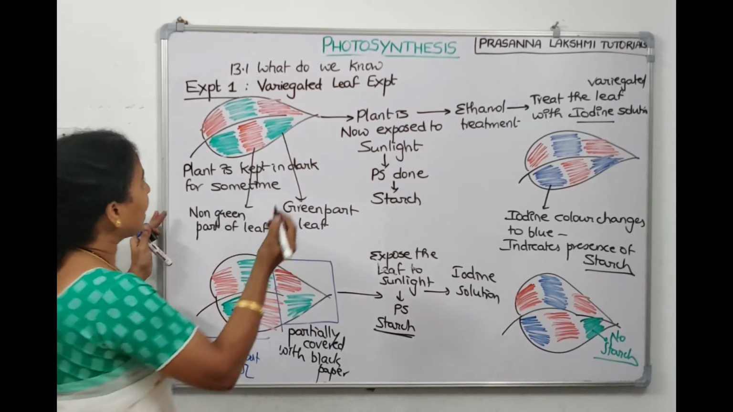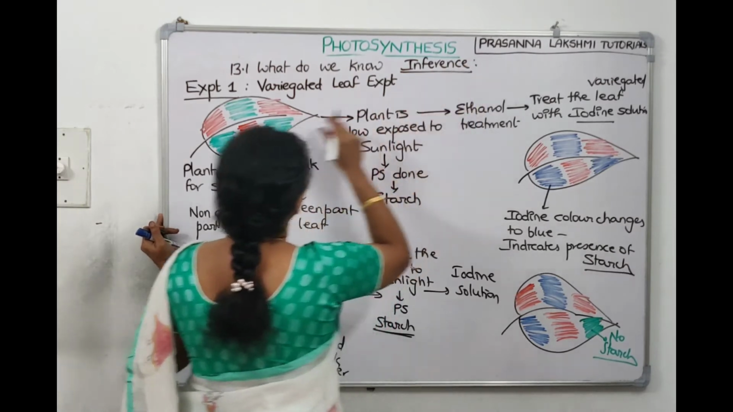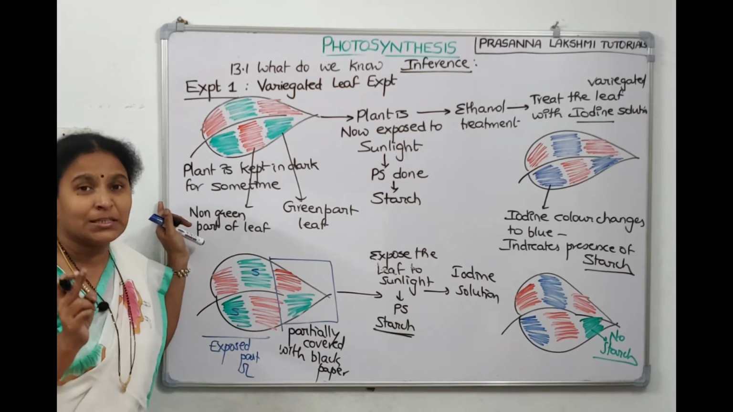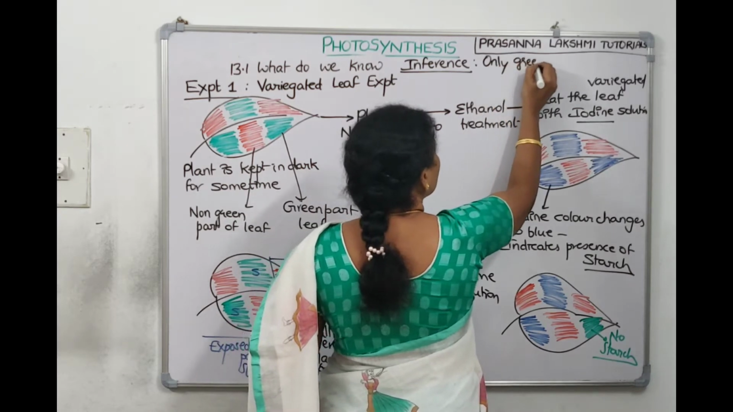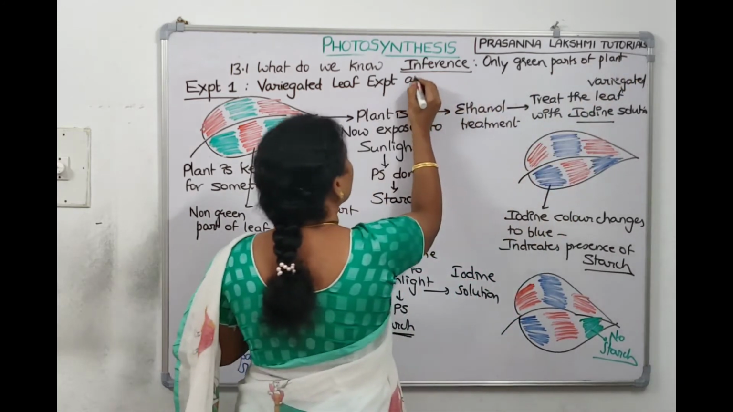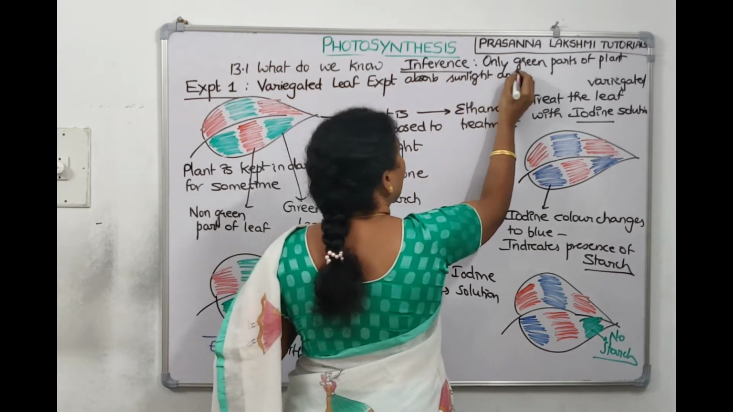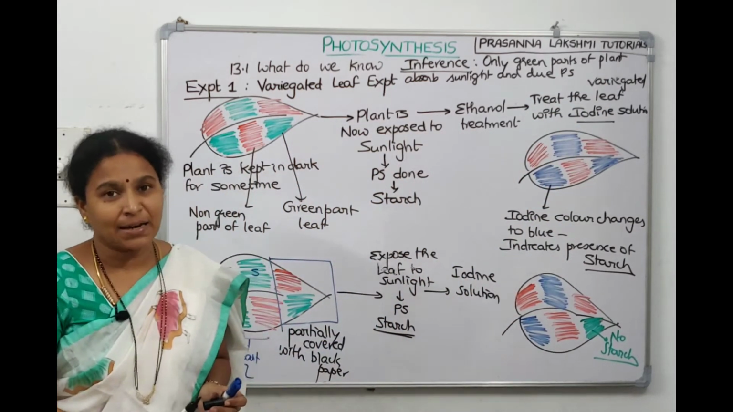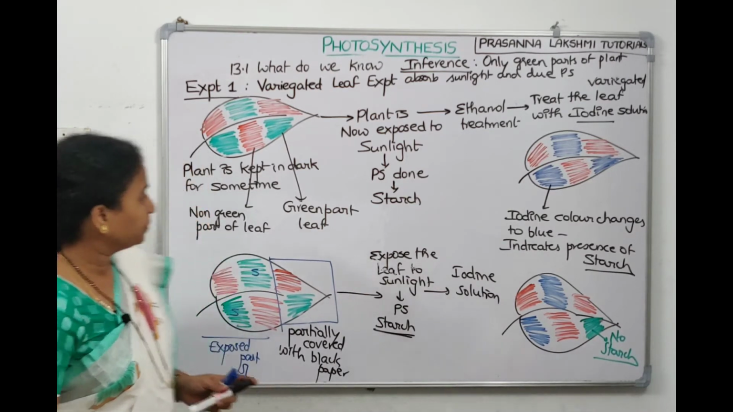Where shall I write the inference? I am writing it here. What is the inference of the variegated leaf experiment? Only the green parts of the plants will do photosynthesis in the presence of light. So the conclusion is only green parts of plant absorb sunlight. They absorb sunlight and they do photosynthesis. They accumulate starch. Hope you understood this experiment. Take a screenshot. We will continue with experiment number 2.